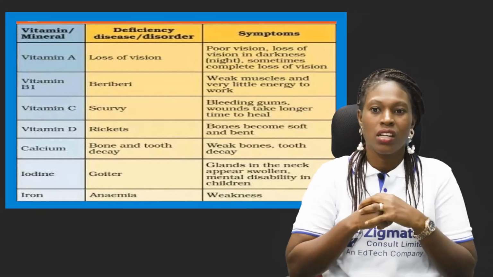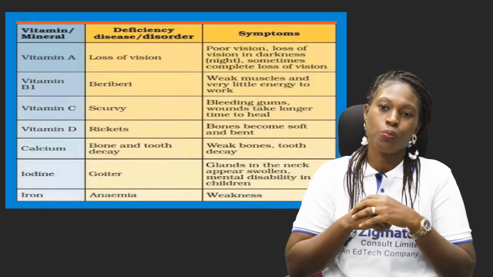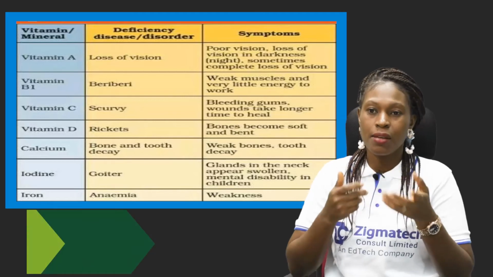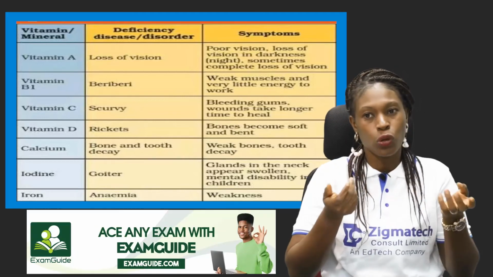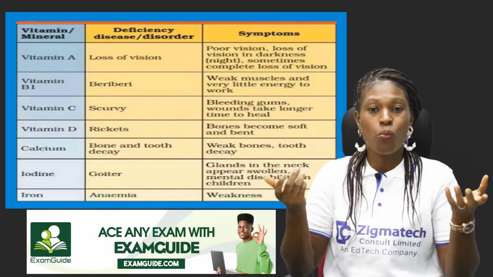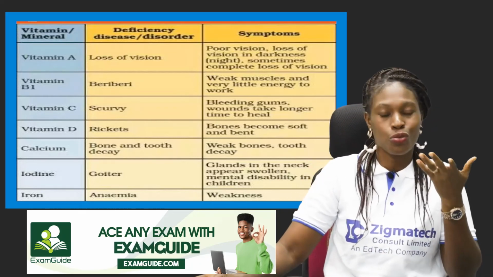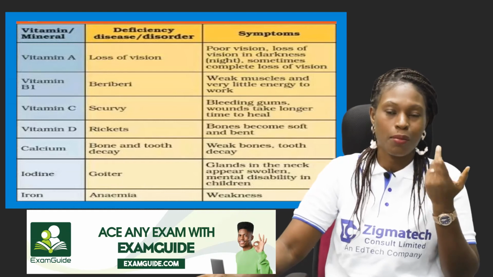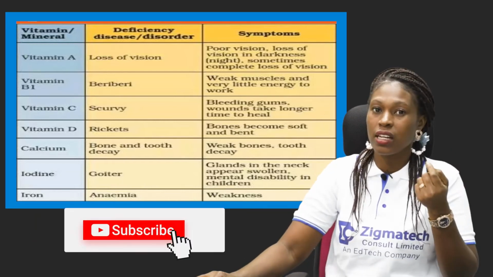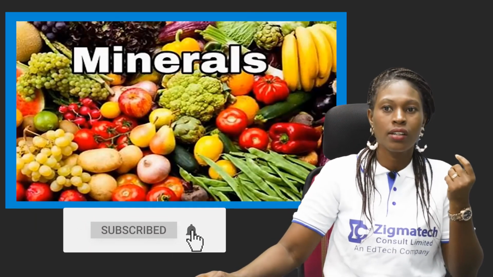So iron, when you lack iron in your body, you become anemic, anemia, lack of blood in the body. So you become weak. I'm sure you're getting familiar and getting used to all that we're saying about these vitamins. So you need to take note and see how you can improve on your diet.